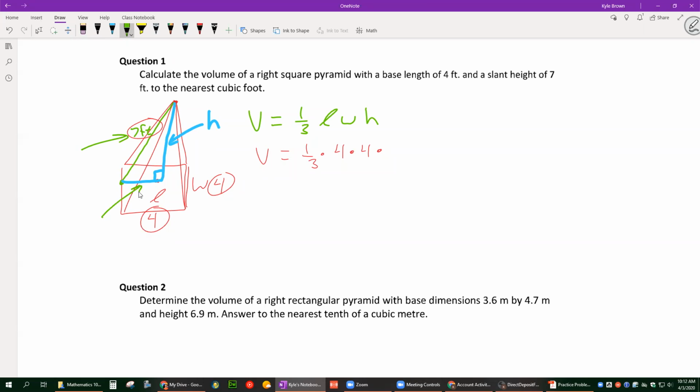2. Good. I drew my picture terribly here, but this part of my triangle, can you guys see that? That should be right in the middle of that square. That should be 2 from there because the whole thing is 4, so it's half of that length. So that's going to be 2. All right, so we're pretty good to go.